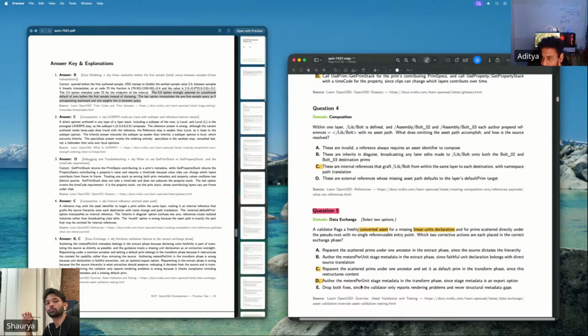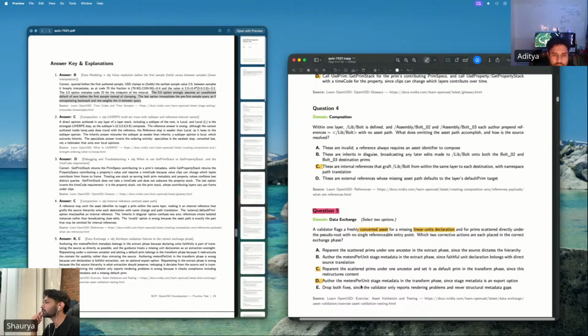Okay, so you do want to reparent, but answer C puts the reparenting in the transform phase, which is the wrong phase for fixing a freshly converted asset's structural problem. That entry point, the hierarchy entry point issues, belong in the extract exchange phase, not transform. So over here it's saying that you do want to reparent, but answer C puts the reparenting in the transform phase, which is the wrong phase for fixing a freshly converted asset's structural problem and entry point. That's what it is saying over here.